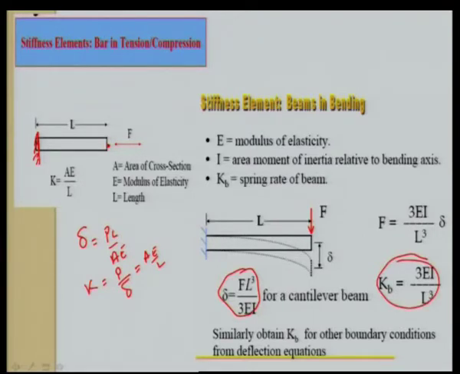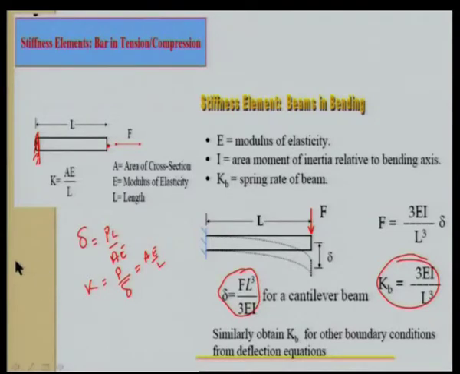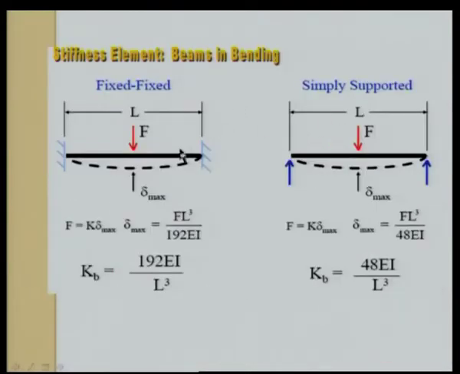So, wherever we are trying to find the stiffness for an element, the boundary conditions play a big part. We will see in the next case how the boundary condition plays a big part, for example, if it is a simply supported beam or a fixed beam. In the case of a fixed beam, we see that the maximum deflection is given by FL cube by 192 EI.